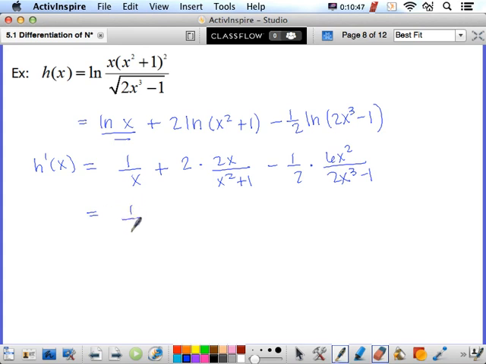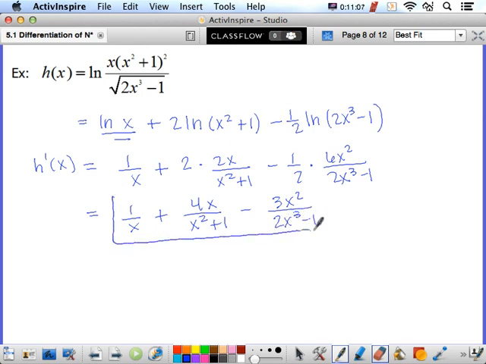We have 1 over x plus 4x over x squared plus 1 minus the 1/2 and the 6 reduced to what? These two reduced to 3x squared all over 2x cubed minus 1. And I'm supposed to make you get a common denominator because that's what the book does, but I don't really see the point. If we're not going to set it equal to 0 and solve it for something, there's no reason to get a common denominator. So I'll let you stop right there if you would like.